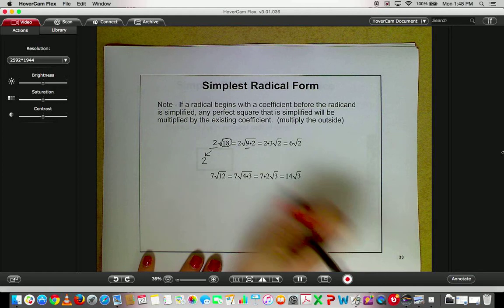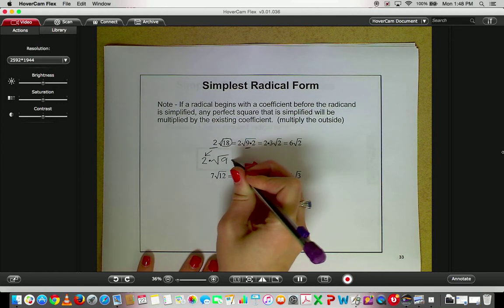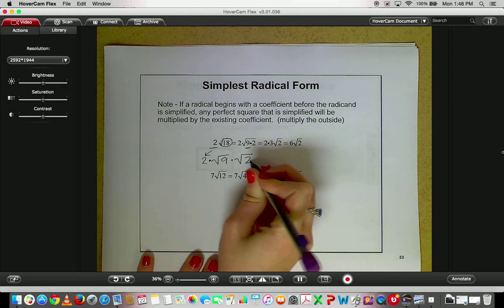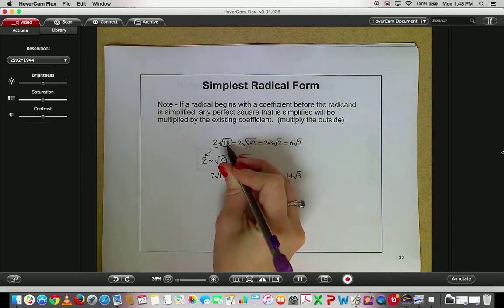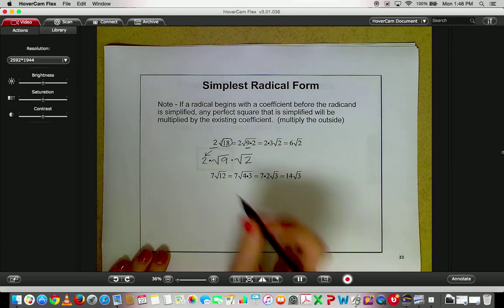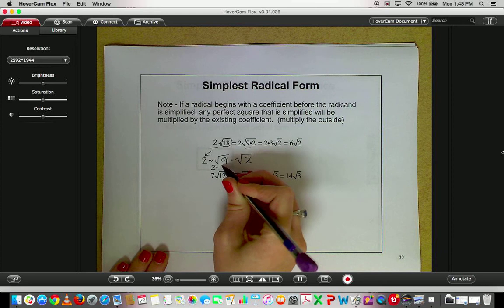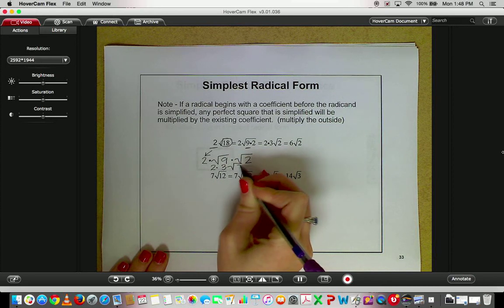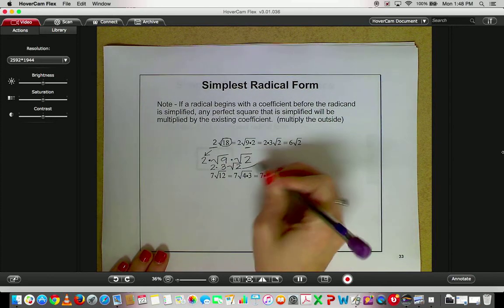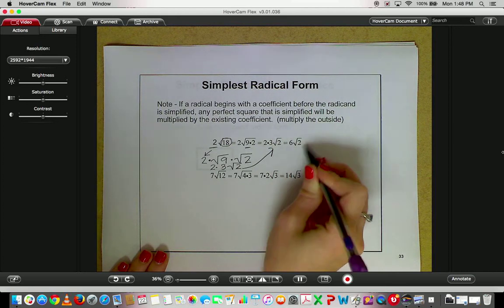You would write that as 2 times the square root of 9 times the square root of 2. 9 times 2 is 18. Leave that 2 alone. Now the square root of 9 is 3, and this is where they got their answer. 2 times 3 is 6, and you leave the square root of 2 alone.